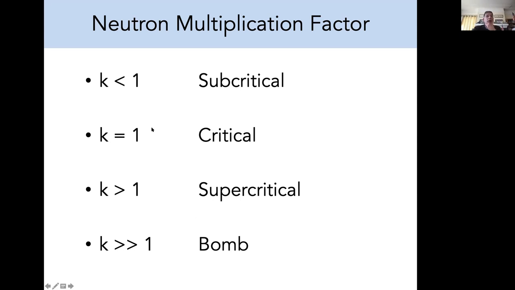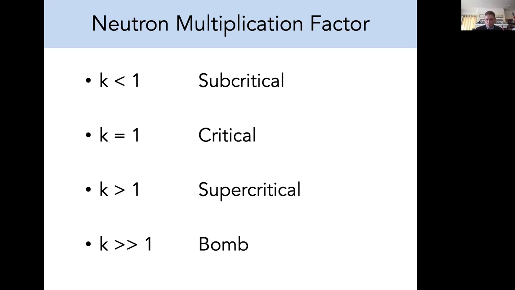In the case of a reactor, one wants to have the neutron multiplication factor equal to 1, to a very high degree. That's called critical. If the neutron multiplication factor is less than 1, then very quickly the chain reaction dies out. If it's greater than 1, you have limited time to fix your problem, and if it's much greater than 1, then the thing is a bomb. So presumably a reactor is designed for this operational regime.